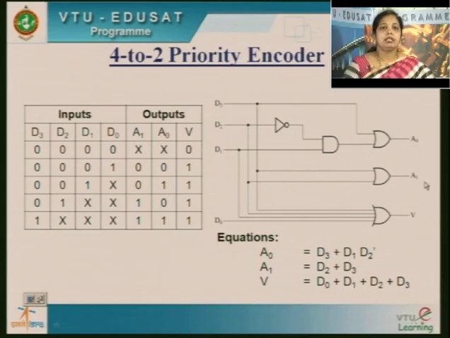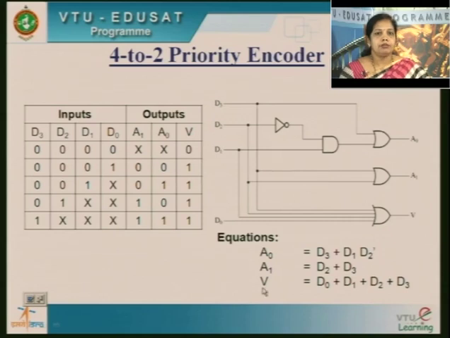Coming to A1, we have the equation D2 plus D3. So I'll directly connect D3 and D2, and you will be generating output A1. So we have a single OR gate, no AND gate here.